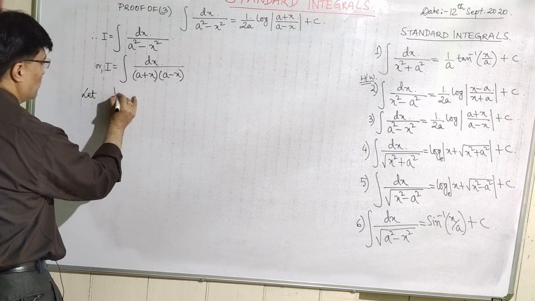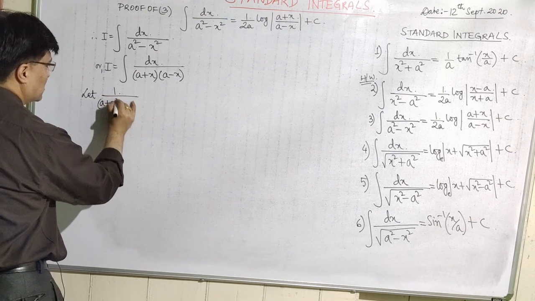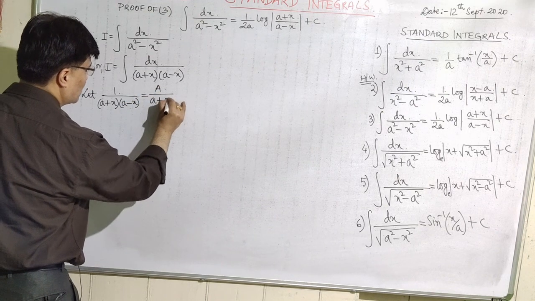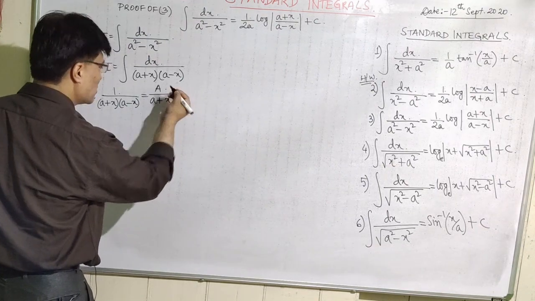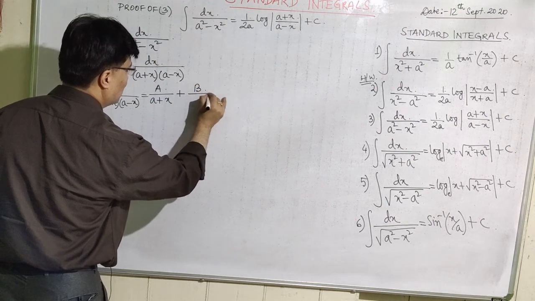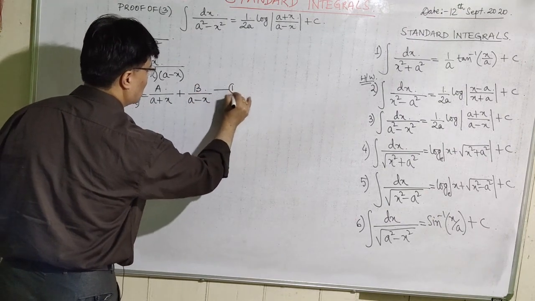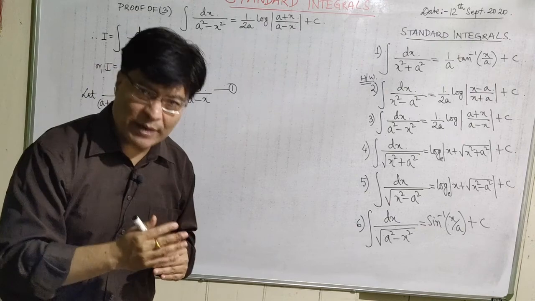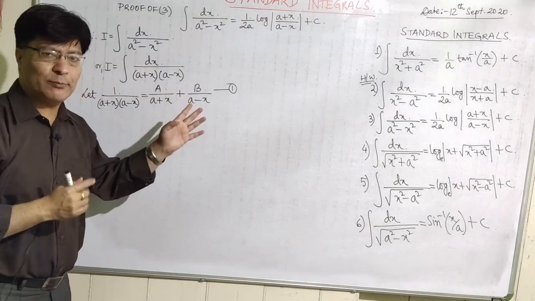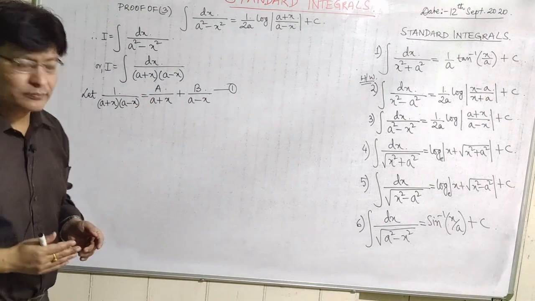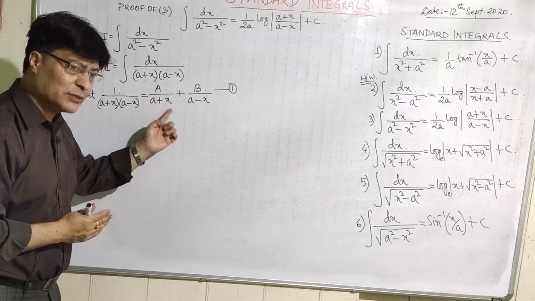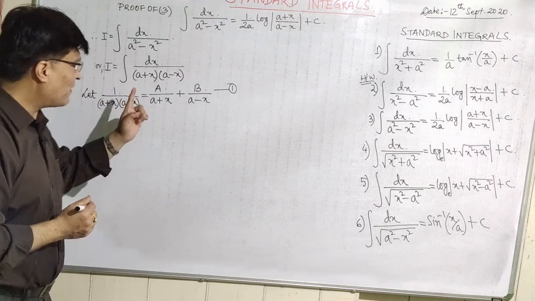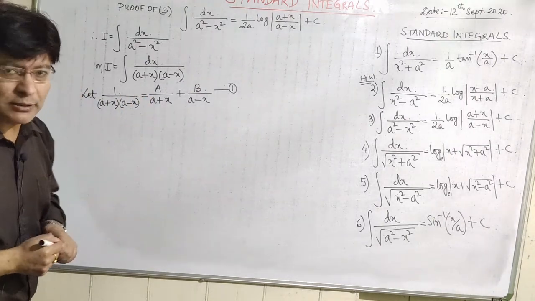So let us assume 1 upon a plus x into a minus x is equal to capital A upon small a plus small x. You may write here plus or minus, okay? Plus capital B divided by the second factor a minus x. Suppose this is number 1. So here capital A and capital B are constants. Now you have to find out the values of capital A and capital B, and put them in 1. This type of fraction, that is A upon a plus x plus B upon a minus x, is known as a partial fraction. So let us find out the values for capital A and capital B.